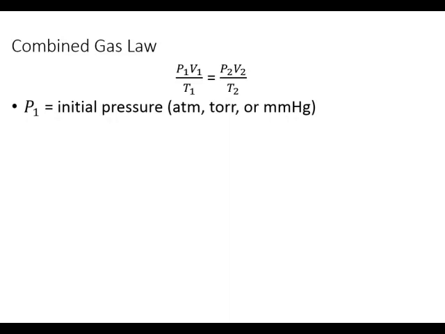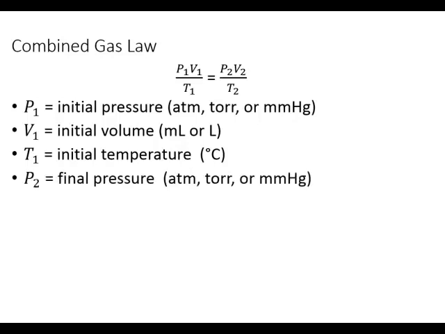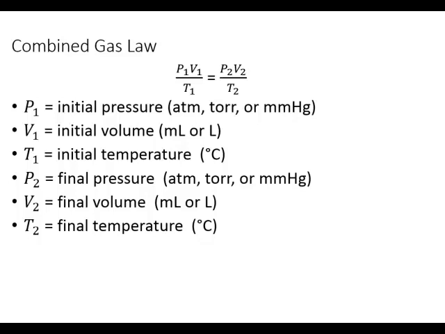P1 is my initial pressure in atmospheres, torr, or millimeters of mercury. Volume, V1, is my initial volume in milliliters or liters. T1 is my initial temperature. It's given in degrees Celsius, but we now know we have to convert that to Kelvin. My final pressure is going to have units matching P1, my final volume, units matching V1, and my final temperature, again, eventually I want it back in degrees Celsius.